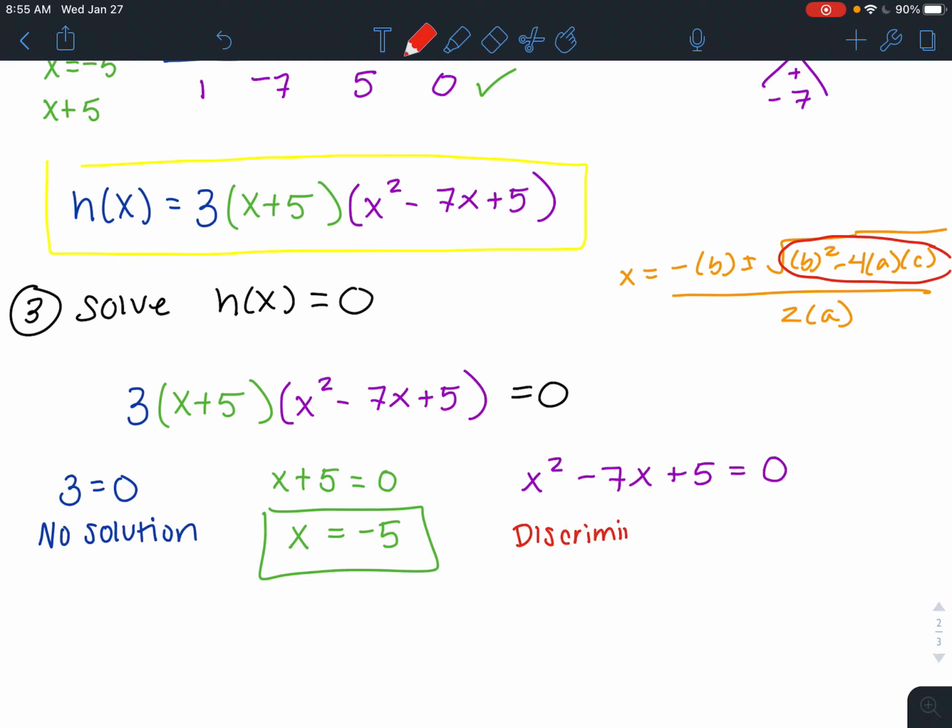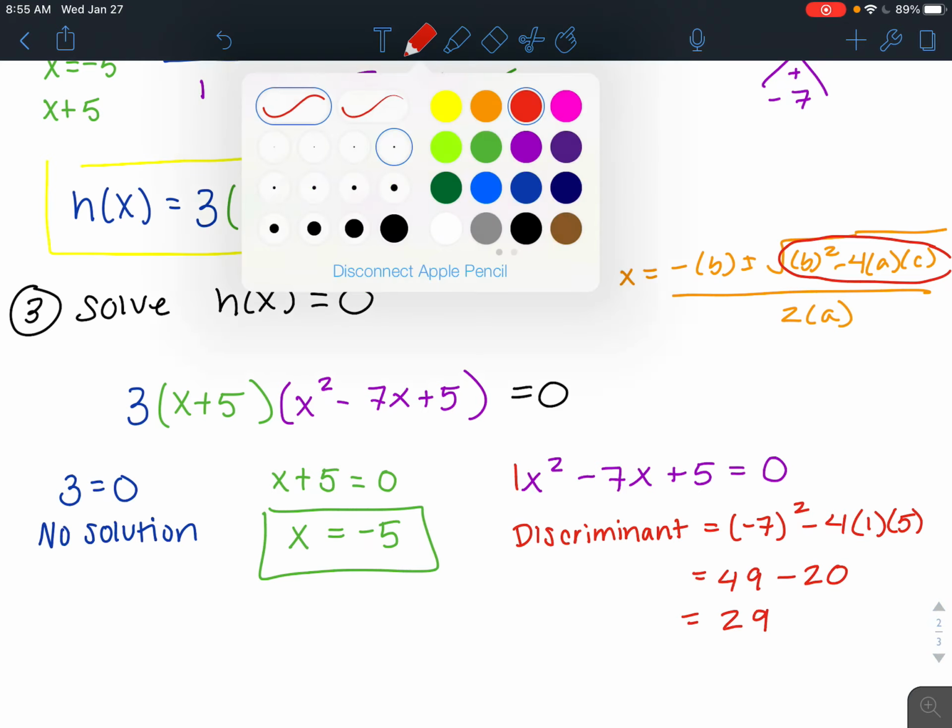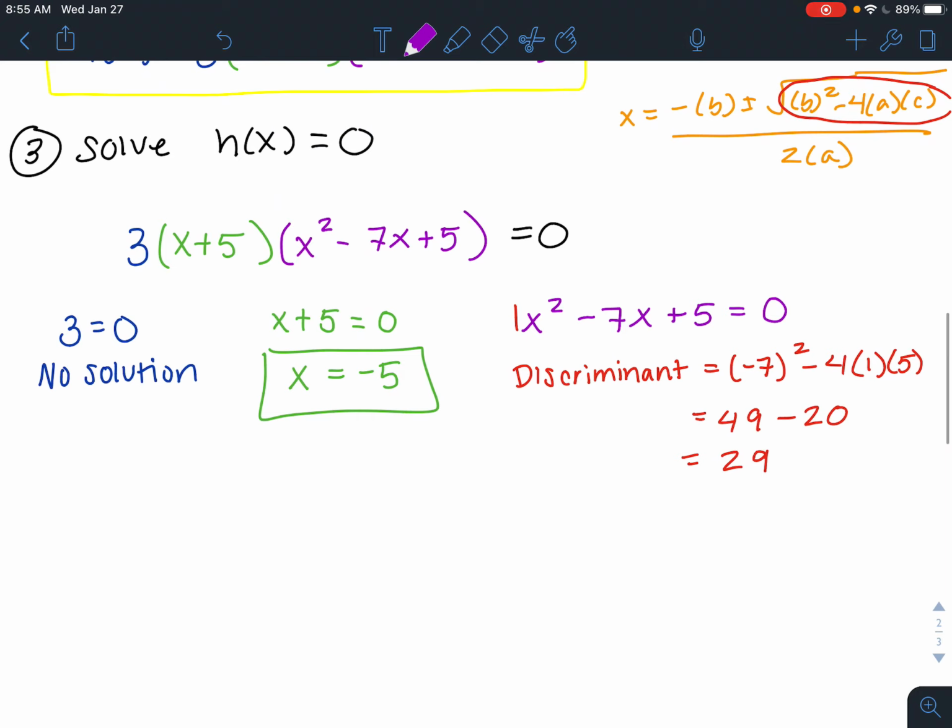So my discriminant is going to be negative 7 squared minus 4 times my a value is 1 and c is 5. So negative 7 squared is negative 7 times negative 7. Well, that's positive 49. And I wrote c instead of 5. Oops. Okay, so 4 times 1 is 4, and 4 times 5 is 20. So this is 49 minus 20. So that gives me a discriminant of 29.